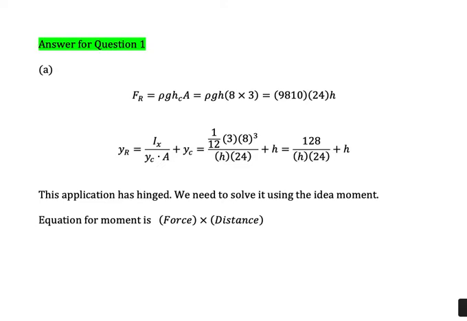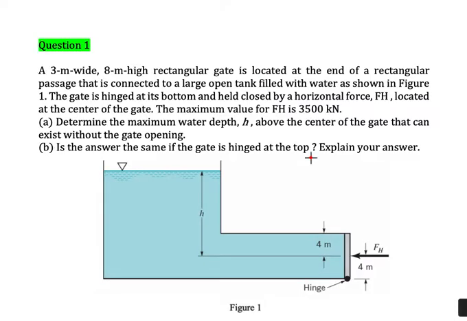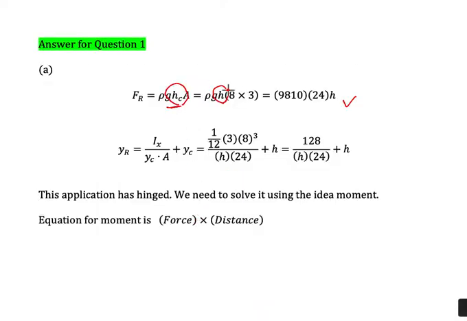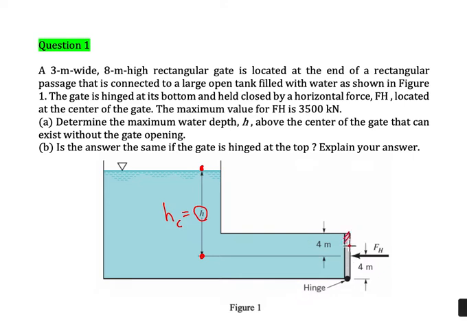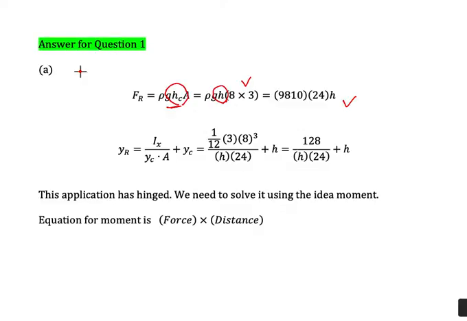Then we could calculate the value of Fr like this: rho g hc A. The hc here is equal to the H. You may refer to the diagram here. The value of H is from the free surface to the center of the gate, so this is equal to hc. So we have H here, and the area is the submerged area. We only focus on the gate, so the height is 4 plus 4 and the width is 3. So we could calculate it is equal to 24 H.